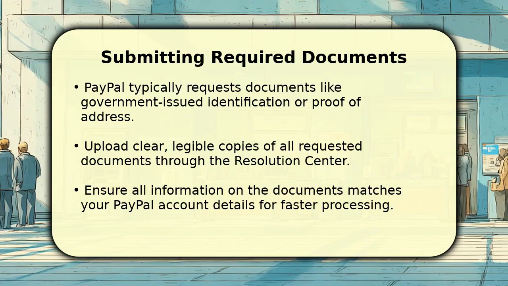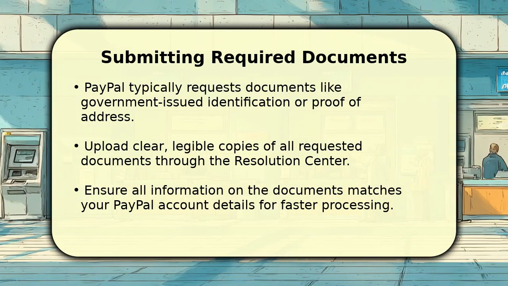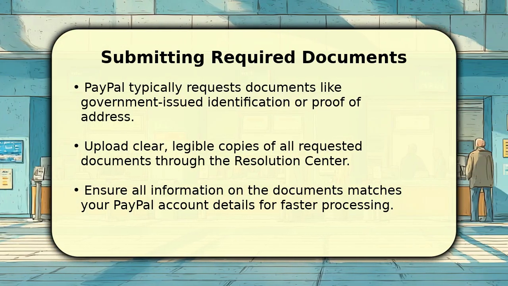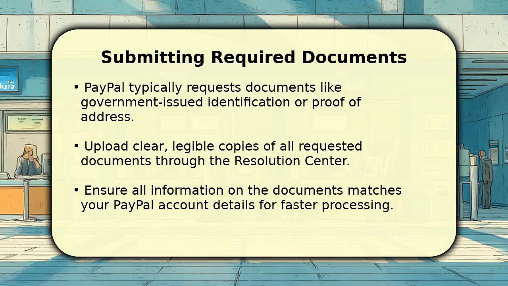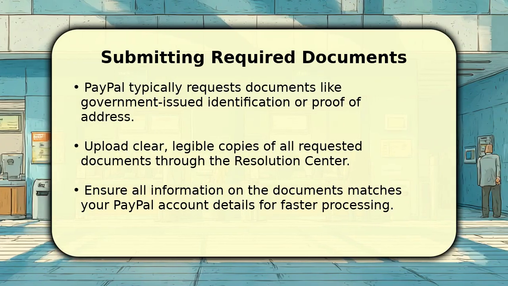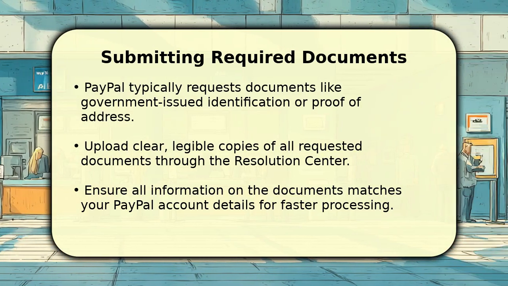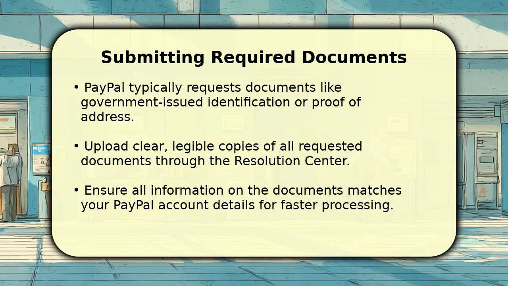This often includes a government-issued identification, like a driver's license or passport, and proof of address, such as a recent utility bill or bank statement, dated within the last 3 months. Use the secure upload feature within the Resolution Center to submit these documents. Make sure your submissions are clear, easy to read, and all names and addresses perfectly match your PayPal profile for an efficient review.